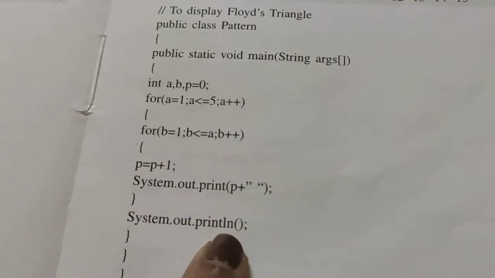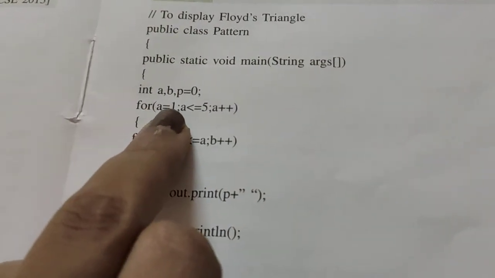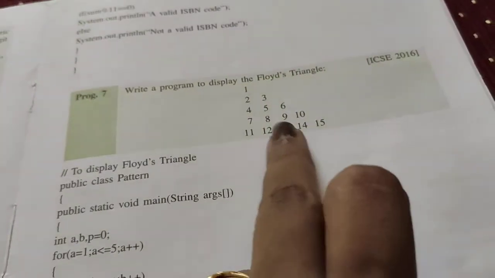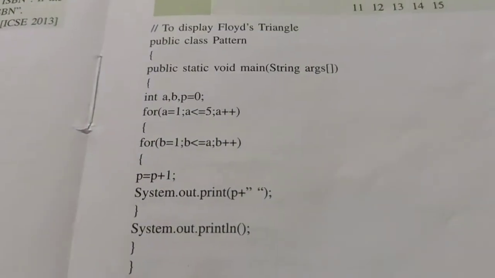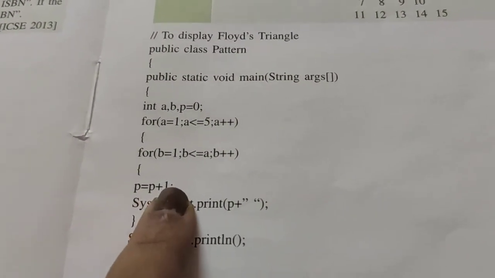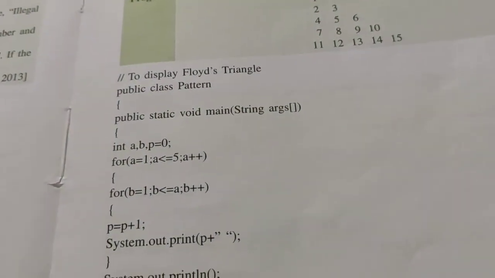It goes to the next line, and in this iteration a is equal to 3 here, and here you will be printing 3 numbers like this. To print the numbers 1 2 3 4 like that, that is the reason they have given p is equal to p plus 1 here, to print the numbers like this: 1 2 3.